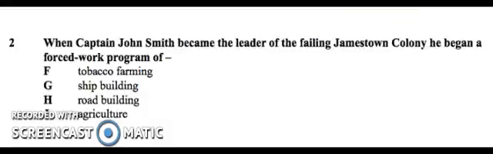Question 2. When Captain John Smith became the leader of the failing Jamestown colony, he began a forced work program of F. Tobacco farming, G. Shipbuilding, H. Road building, J. Agriculture.